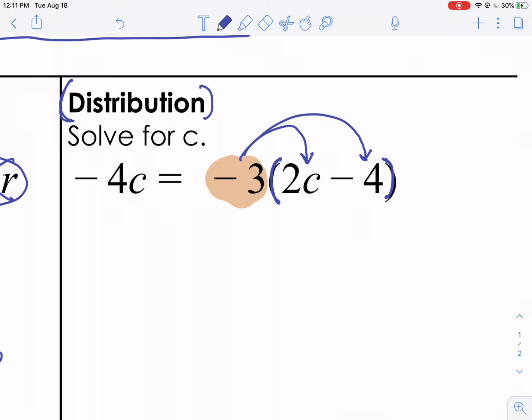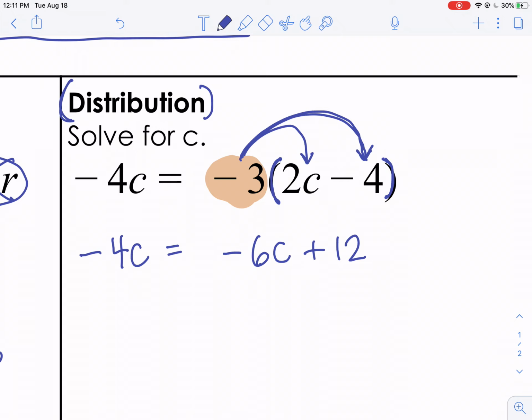So I'm going to multiply here. Negative 3 times 2c would be negative 6c. Negative 3 times negative 4, remember that negative goes with the 4, is positive 12 equals negative 4c. From here, I'm going to combine like terms just like I have been doing if possible. I can't combine these because they are not like terms.